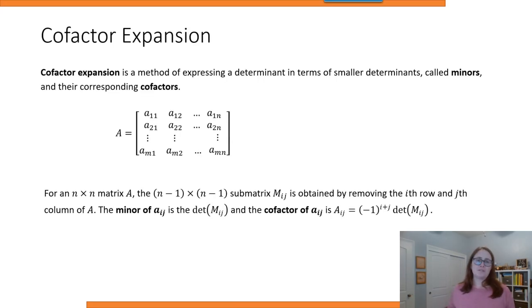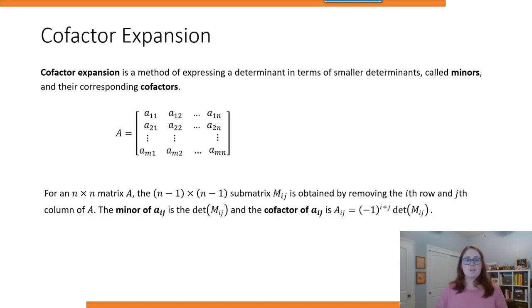You can use cofactor expansion though as well. Typically, I hold off on this until I get to a 4x4 or bigger. So a cofactor expansion is a method of expressing the determinant in terms of smaller determinants. We call those smaller determinants minors, and then they have these corresponding cofactors that we will use to find the determinant.